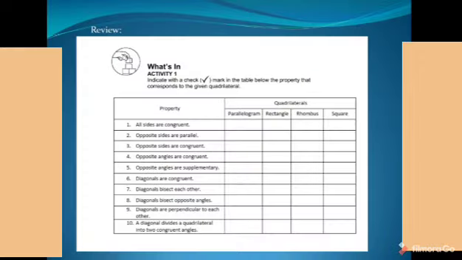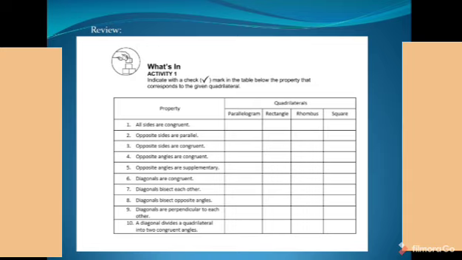Before we go further with our discussion today, let us have activity number 1. Indicate a check mark in the table below the property that corresponds to the given quadrilateral. We have quadrilaterals: parallelogram, rectangle, rhombus, and square, with properties numbered 1 up to 10. Let's start with number 1.